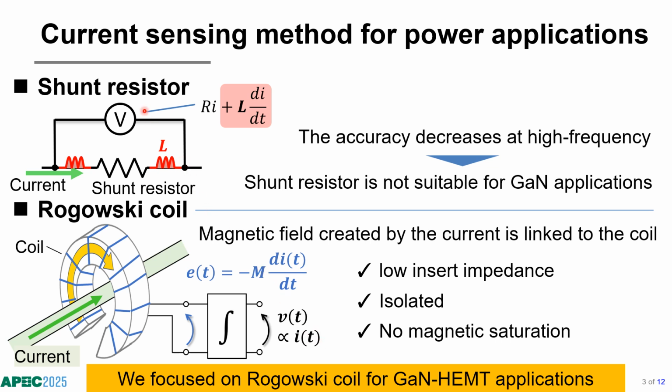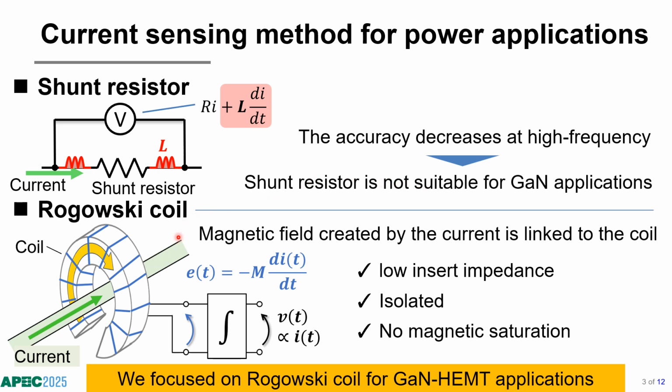Here you can see current sensing methods for power applications. A shunt resistor is widely used as a current sensor for power application. However, when a shunt resistor senses high frequency current, the parasitic inductance in the shunt resistor causes unintended voltage due to L di/dt, and then the accuracy decreases at high frequency.